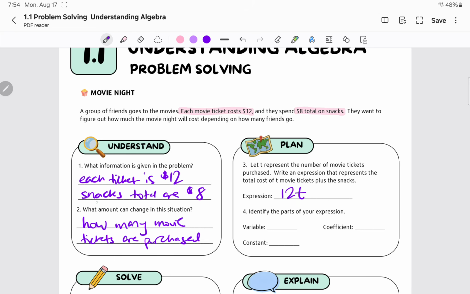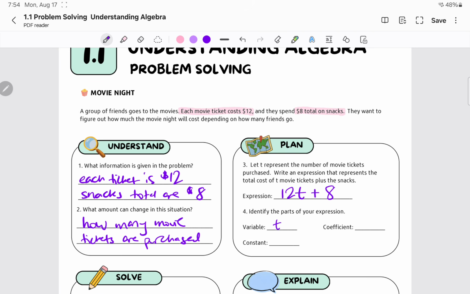Now it's the snacks, they're $8, so that's going to be plus 8. Remember that the snacks total is $8, not per person. So this represents $12, the movie ticket, times the number of people, plus the money they're spending on snacks. Now let's identify the parts of the expression. The variable is T. That's the thing that's changing.